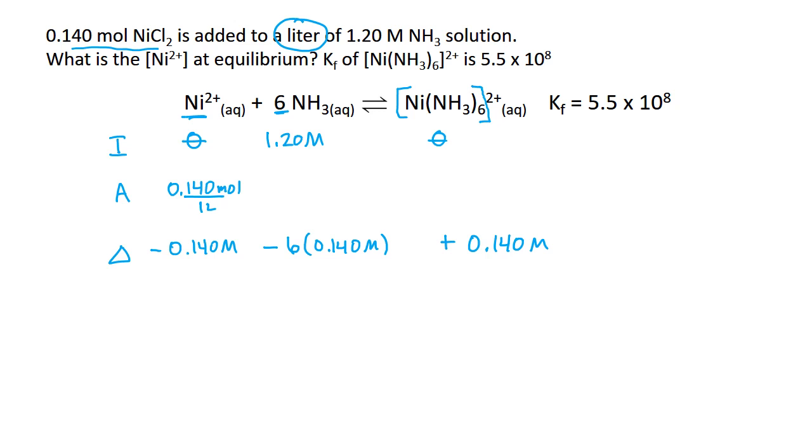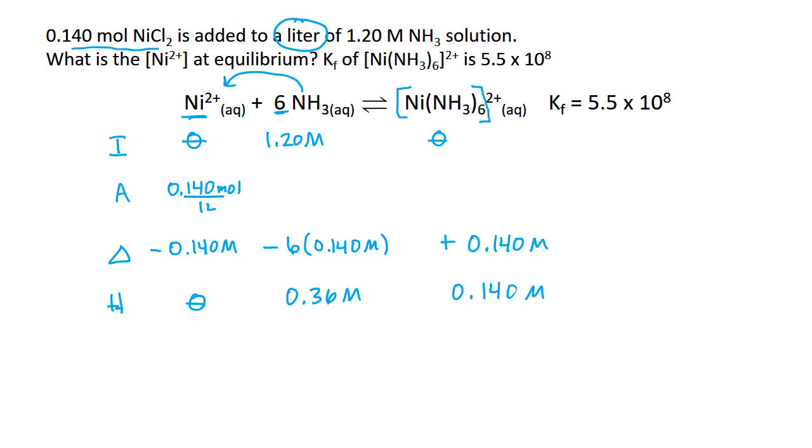So now I'm going to add these up, and I call this my H line, or my halfway done line. And when I subtract that, I get 0 of this. 1.2 minus 6 times 0.14 is 0.36 molar. And then add this as 0.140 molar. So now I have this reaction that happens where all of the nickel gets used up because the ammonia comes and finds the nickel, and I create some of the complex.